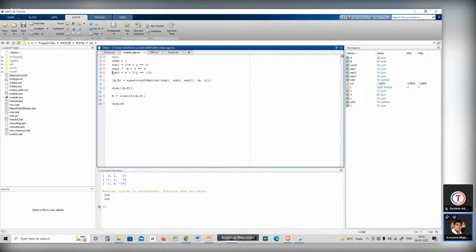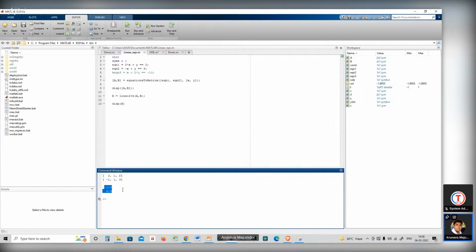Now if I just delete equation number 3, we only work on equation 1 and equation 2 with two variables x and y. I am eliminating equation 3 here. Now I am running this program. Look at this. You can get the solution now, which is x equal to minus 1/3 and y is equal to 8 by 3.